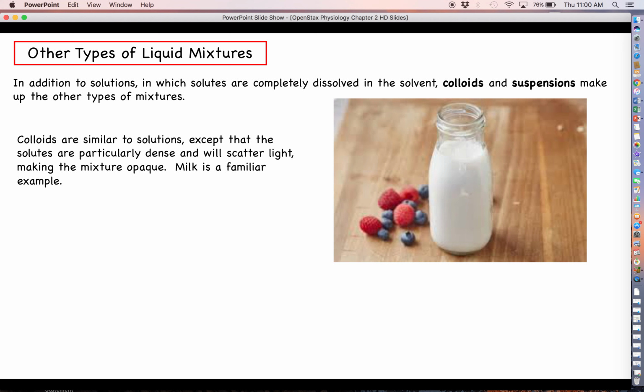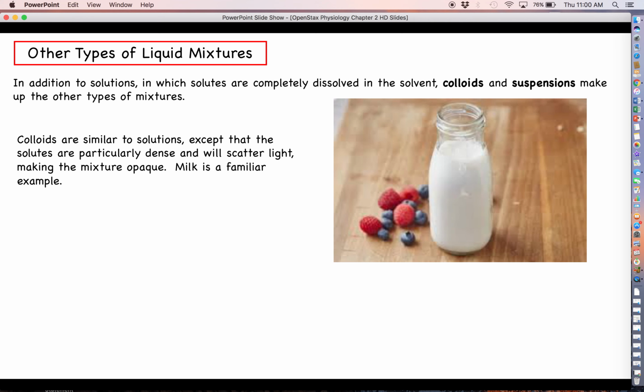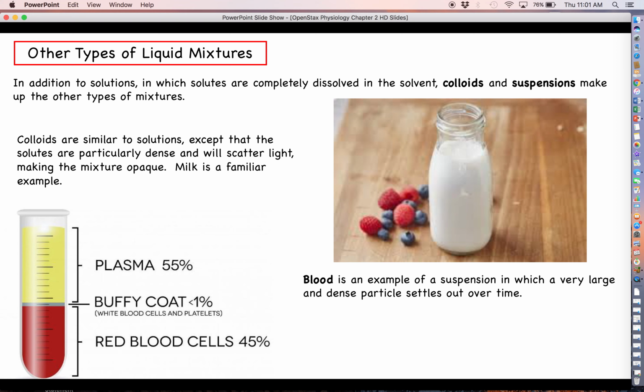The solute particles are particularly dense, and they are going to scatter light, meaning that unlike, say, this solution in which it is a clear solution that you can see through, a colloid solution is going to be completely opaque. Milk is a very prominent example. Blood is a perfect example of a suspension.